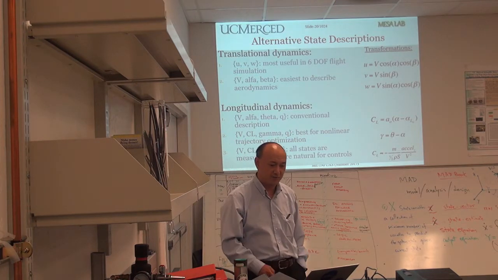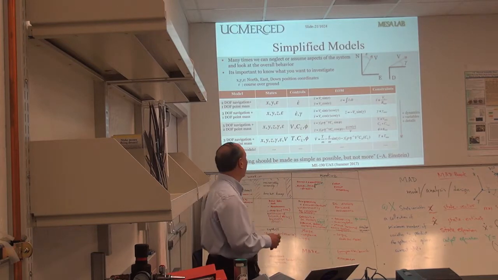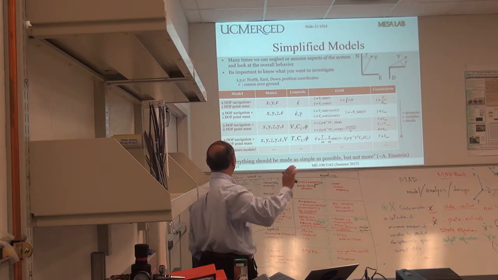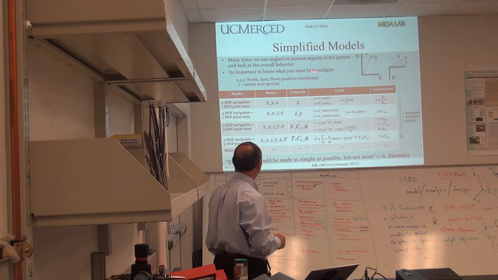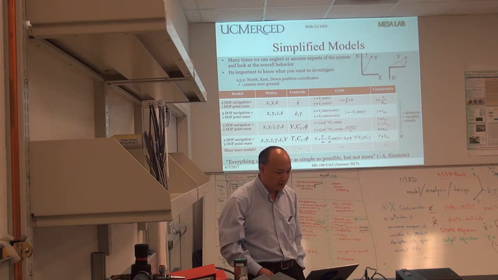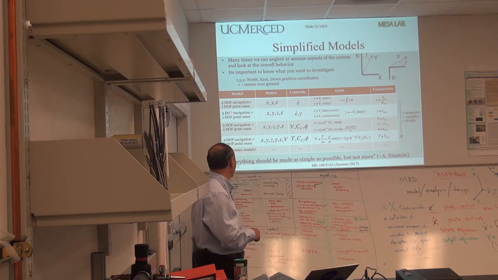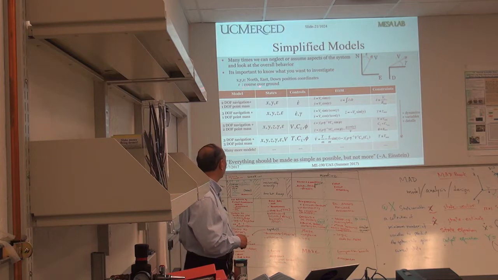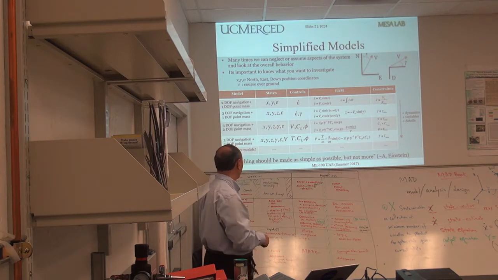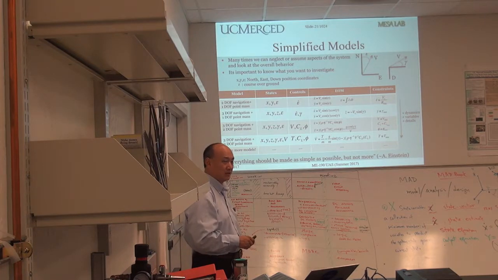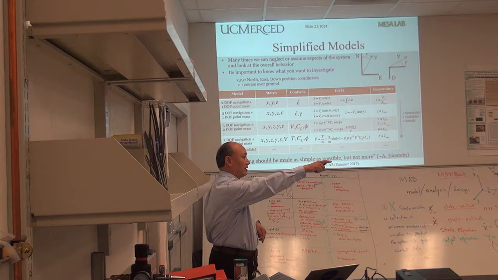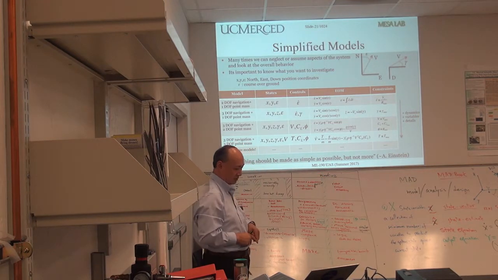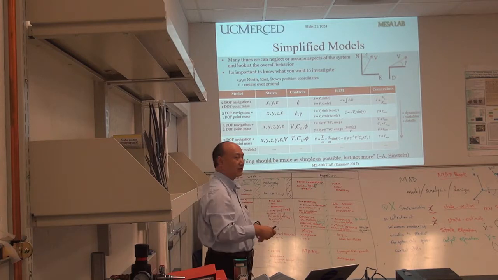Next, let's see some simplifications. You can see I said it's 6 degrees of freedom. Many times we neglect or assume aspects of the system to look at the overall behavior. So we have different reduced order models, okay, reduced order models. Then in this case, instead of using X, Y, Z, we introduce course over ground, epsilon. So I'm here, the aircraft is there, the projection on the ground is there, so I have a distance going there, and this is called course.